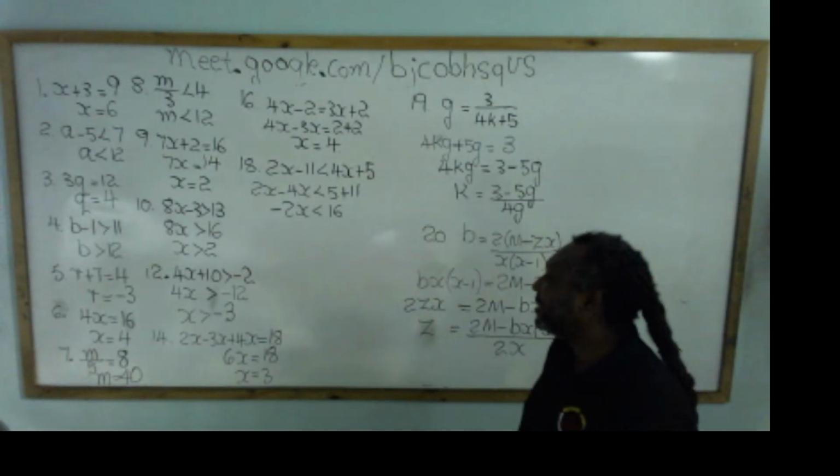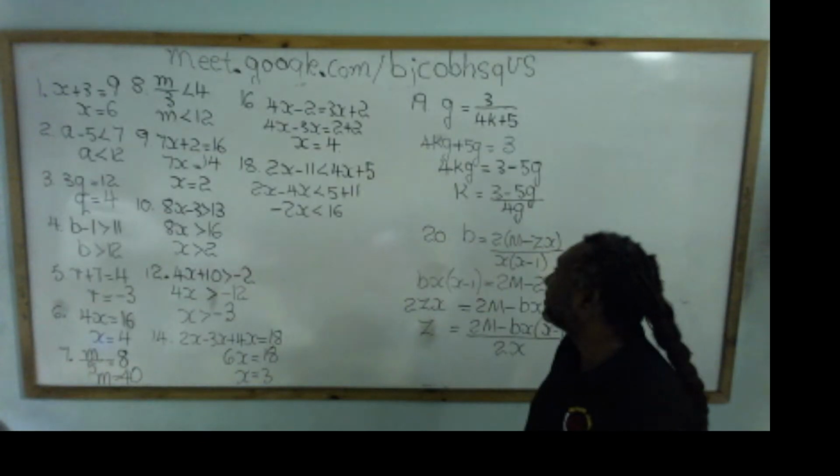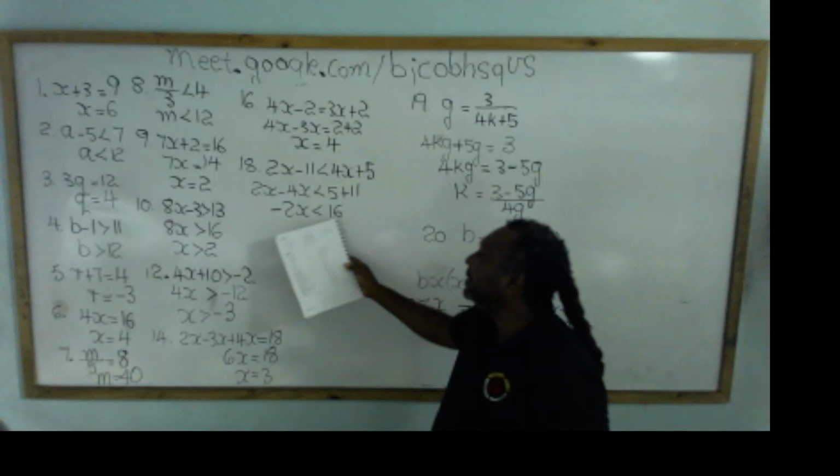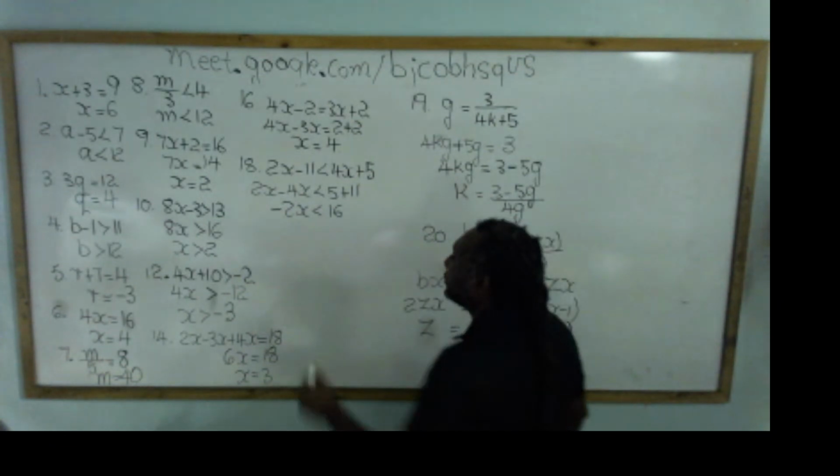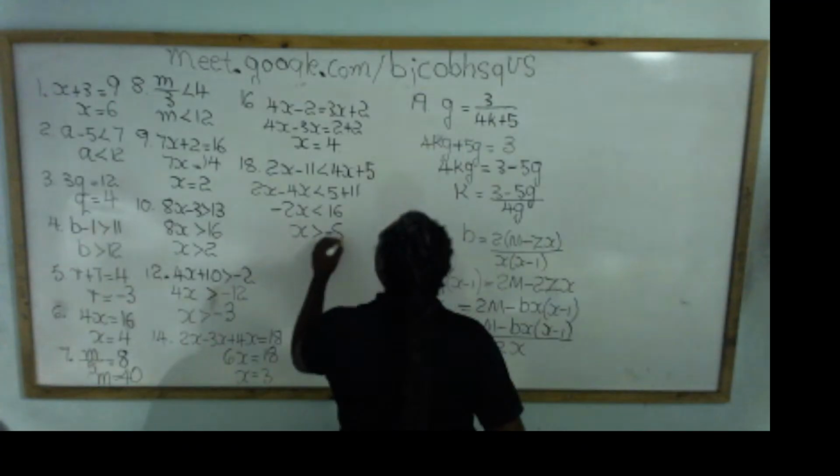All right, let's continue. So we have what? Negative 2x is less than 16. We are dividing straight through by a negative quantity. We will therefore change the inequality sign.